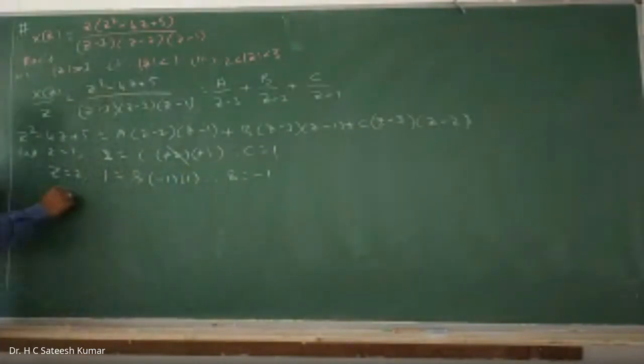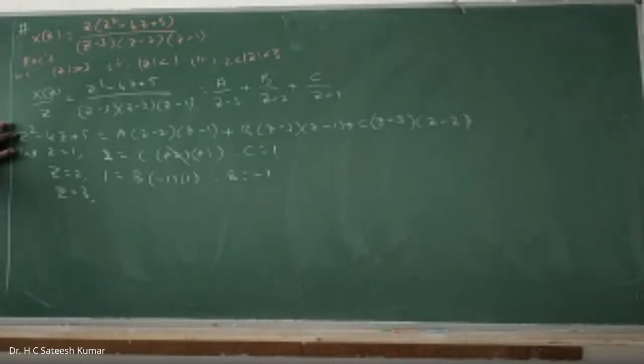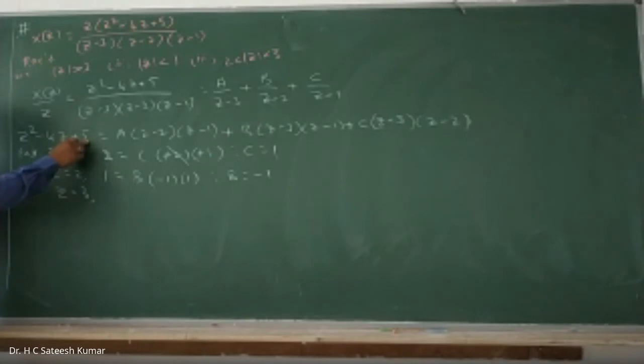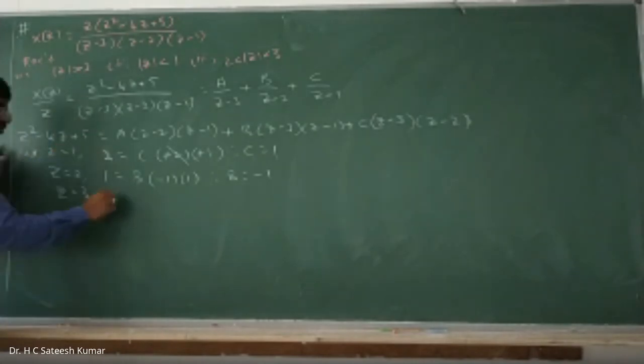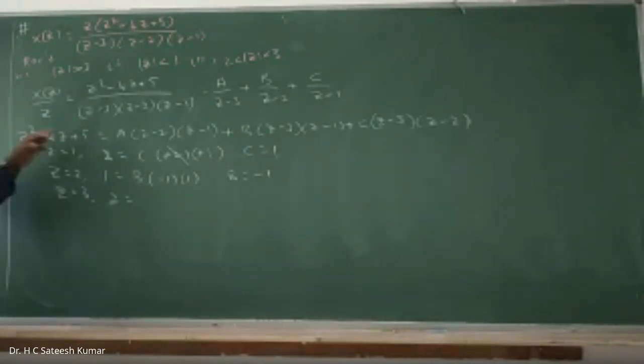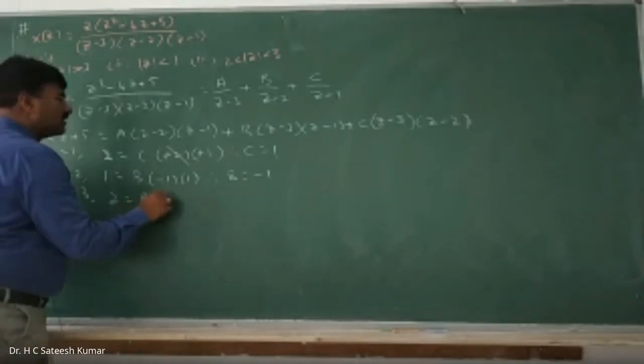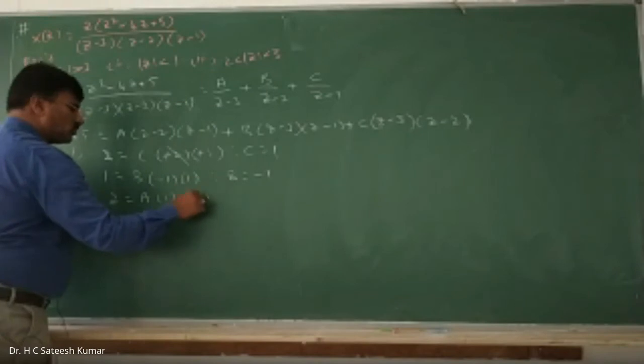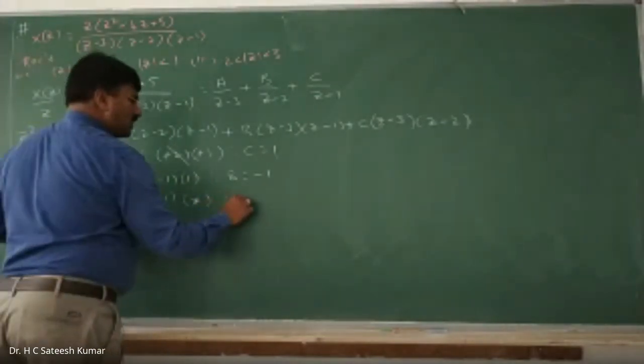Put z is equal to 3. 3 square is 9. 3 into 4 is 12. 9 minus 12 is minus 3. Minus 3 plus 5 is 2. 2 is equal to 3, a into 3 minus 2 is 1. 3 minus 1 is 2. 2 gets cancelled. Therefore, a is equal to 1.